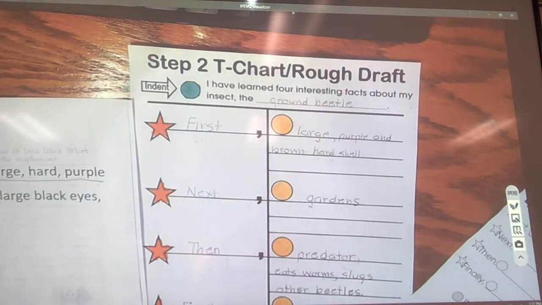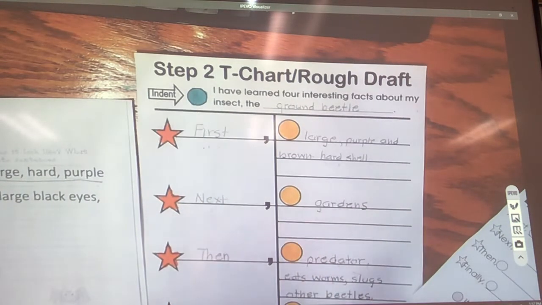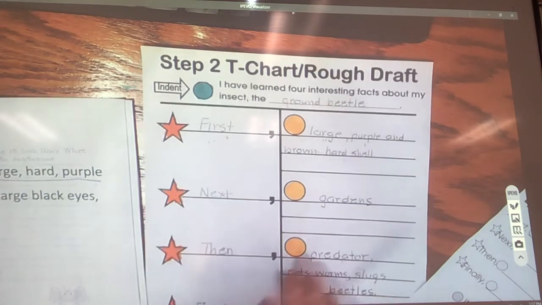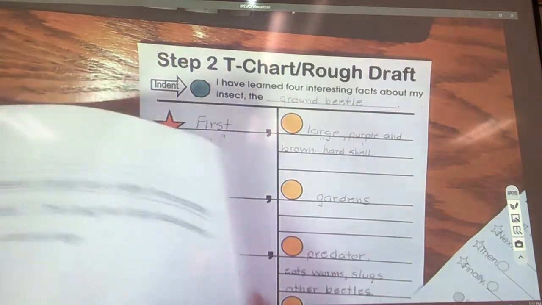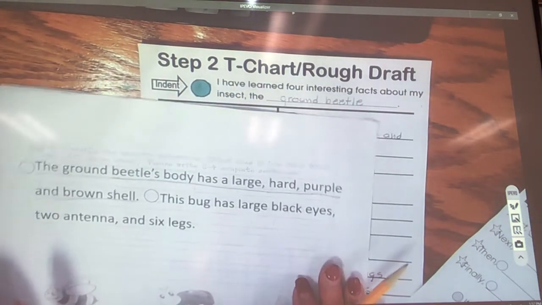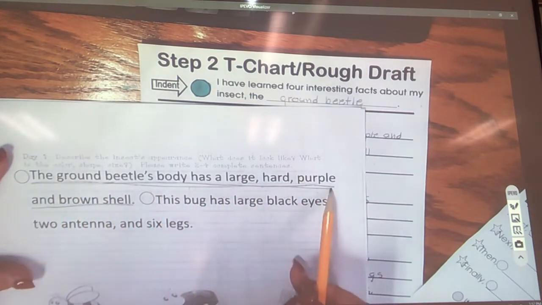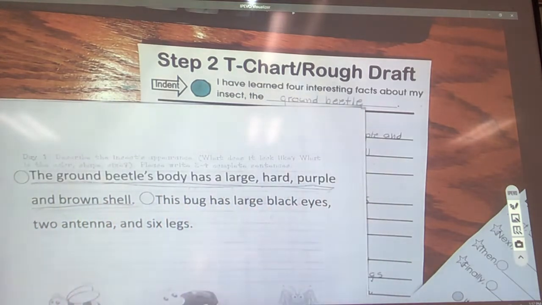And what we're going to do is our first sentence. On the first, it says I was going to talk about my large, purple and brown, hard shell. So that's what I'm going to write about. I got my paper out and I underlined: the ground beetle's body has a large, hard, purple and brown shell. Okay, so that's my first line.